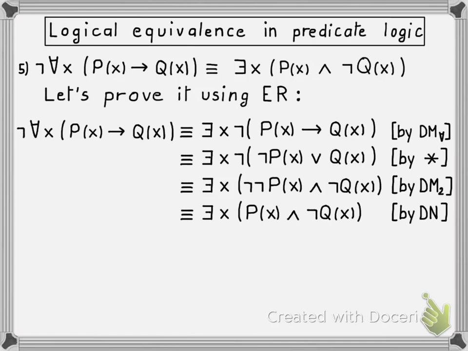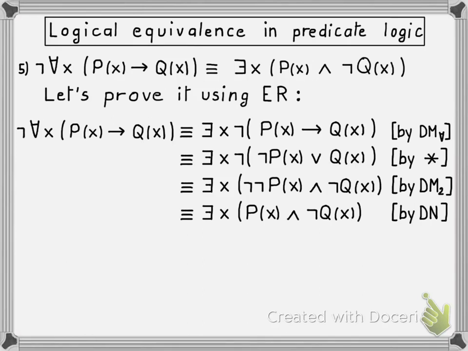Now, intuitively, why is it the case that this equivalence holds? We should always check our intuition here. Well, this says it's not the case that for all x, P of x implies Q of x, which means there must be at least one situation where the conditional is false. And the conditional is false when P of x is true and Q of x is false. Therefore, if this proposition is true, there must exist at least one x for which P of x is true and Q of x is false. And that is the meaning of this logical equivalence.